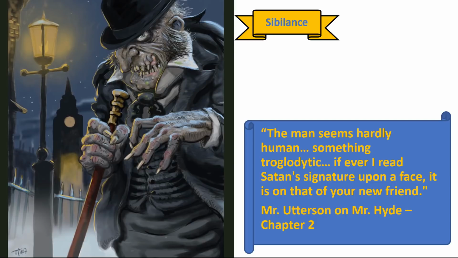What is sibilance? Well, easy. It's just alliteration, but specifically of the S sound. It's the repetition of the S sound. So here you have Satan's signature upon a face. It is repeated S sound several times.